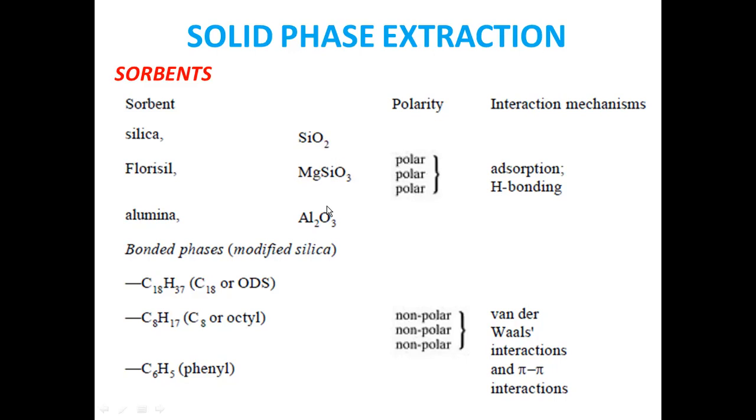In these three sorbents, because of the polarity, what kind of interactions can we expect? Adsorption. Silica or alumina after hydrolysis tend to undergo ionization to get converted to SiO minus groups. Anionic form will be attained for them. These groups tend to attract the solutes by the adsorption process. Therefore, adsorption is a possible mechanism when you use silica or alumina or magnesium silicate as sorbent.